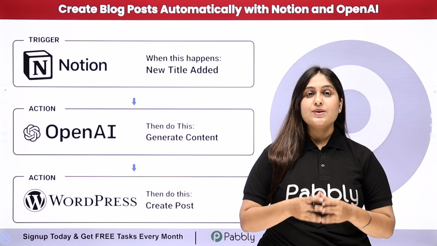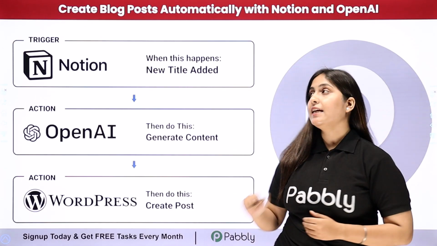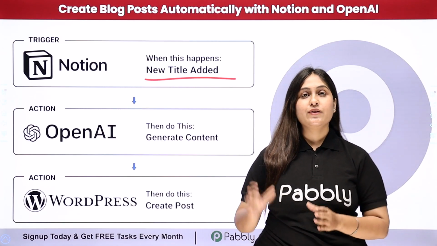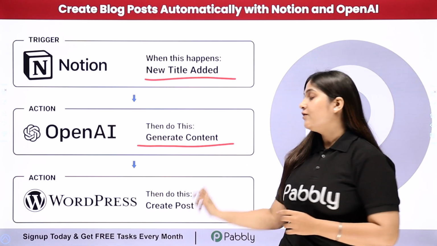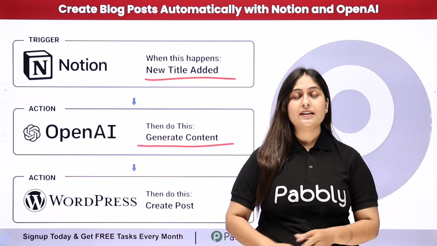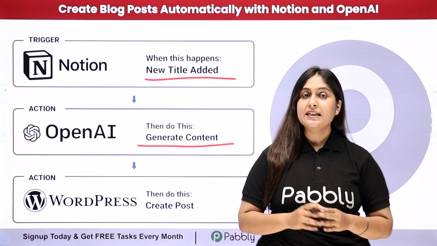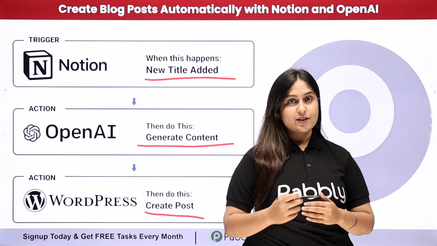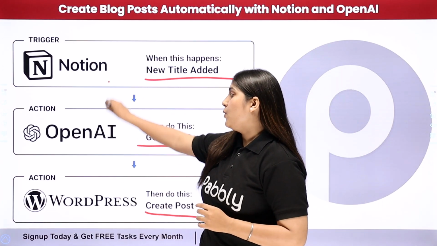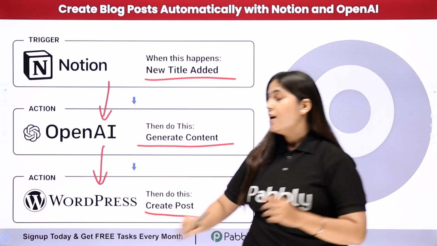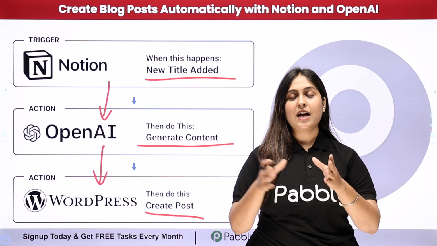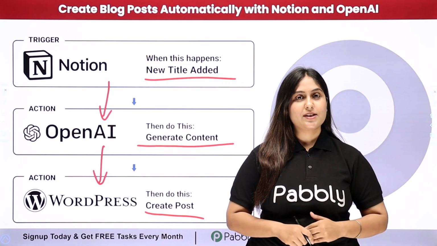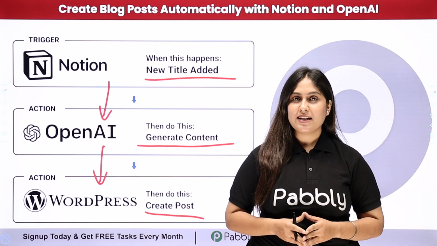So here my objective is, whenever I add my new blog post idea in my Notion, then automatically, using the details, OpenAI should generate the content for my post. After generating the blog post content, automatically a new post for the same should be created on my WordPress account. So now, to automate the entire process, I will connect my Notion with OpenAI and my WordPress account using an automation software named Pabbly Connect. So now, to see the working of this automation and to learn this process step by step, let me take you to my screen.